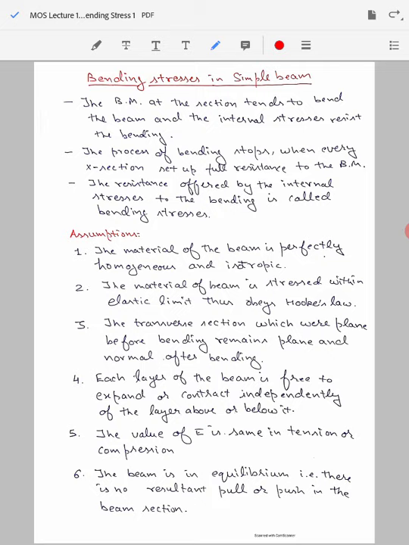Now the next assumption is that each layer of the beam is free to expand or contract independently of the layer above or below it. And the next one is that the value of modulus of elasticity is the same in tension or compression. And the last one is that the beam is in equilibrium. That means there is no resultant pull or push in the beam section.